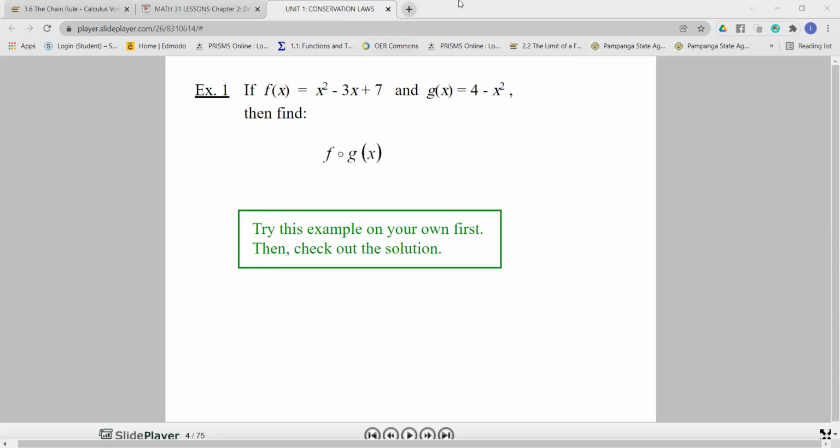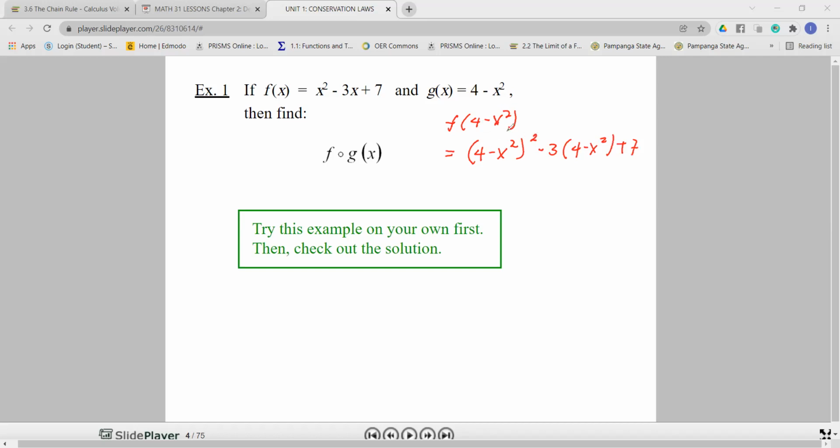So mag-annotate tayo. So, yung f of x natin ito, so ibig sabihin, kung ano man yung x mo dito, papalitan mo lang siya ng 4 minus x squared. Okay? So, that means that you will have f of 4 minus x squared. Kasi nga, ito yung ating g of x. It means to say that lahat ng x variable mo dito, papalitan mo ng 4 minus x squared. And that will become 4 minus x squared, quantity squared, minus 3 multiplied to 4 minus x squared plus 7. Okay? So, dapat ganito siya.